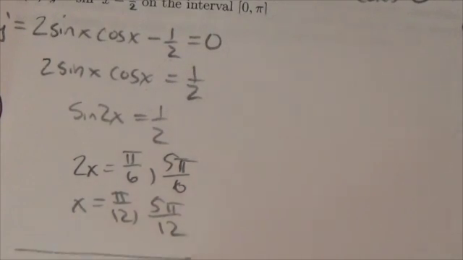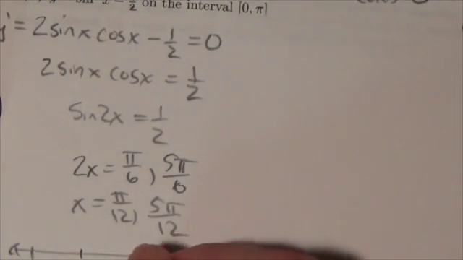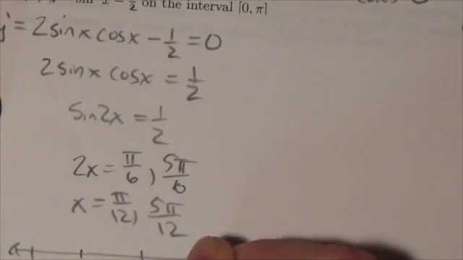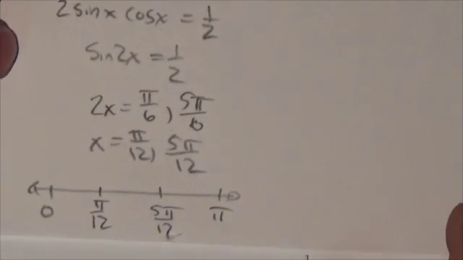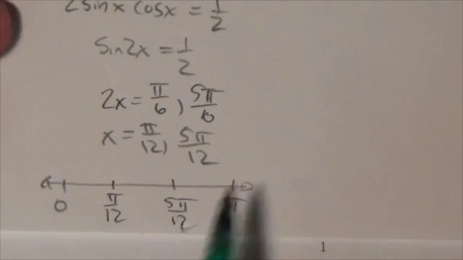Now let's just take a quick look here. If we take a look along the number line, starting at 0, our two numbers here are going to be pi over 12 and 5 pi over 12, and then out here to pi. Oops, sorry, can't see those. There you go. Let's just take a look at what our derivative is going to do.